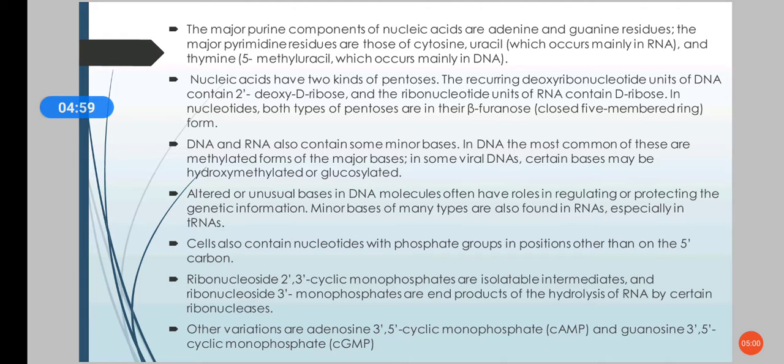We said that phosphate groups usually occur at the C5 carbon, but phosphate groups can occur at other positions too, apart from the C5 carbon, in some cells. Such variations are ribonucleoside 2',3'-cyclic monophosphates, ribonucleoside 3'-monophosphates, and also adenosine 3',5'-cyclic monophosphate and guanosine 3',5'-cyclic monophosphate. In short, we call them cAMP and cGMP. All these are exceptions to the attachment of the phosphate group to the 5' carbon.